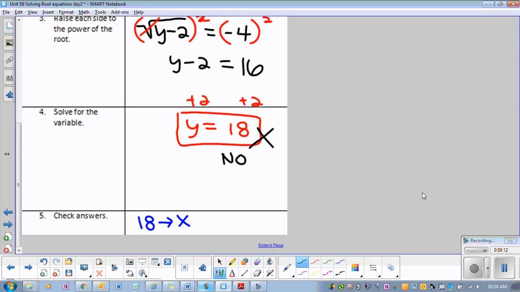Okay? So really, this is my solution. It's no solution. Even though I did the math correctly, when I went back to plug it in, it did not work. When you solve these root equations, sometimes that happens, so you must check, okay?